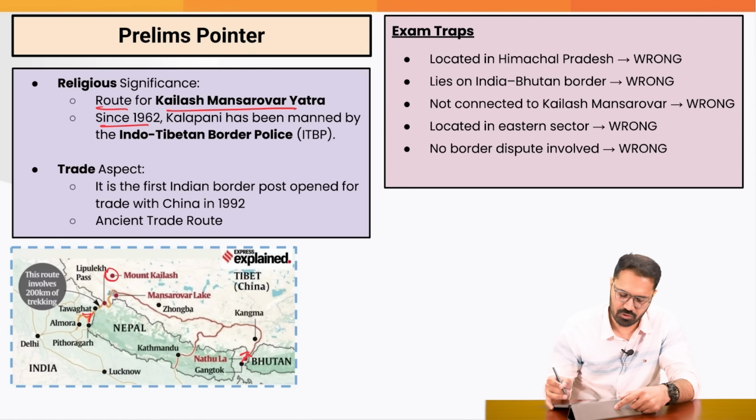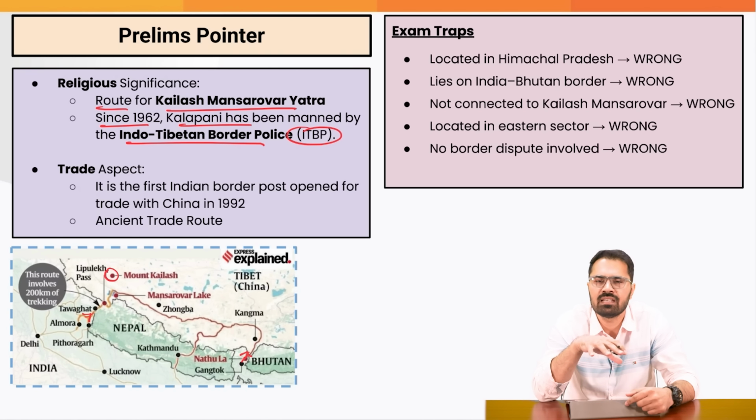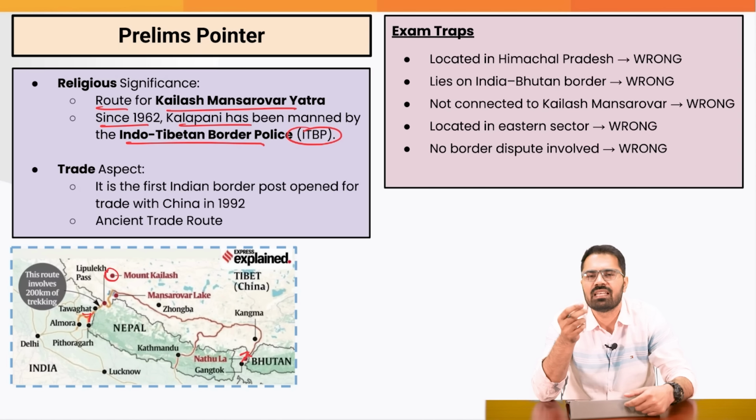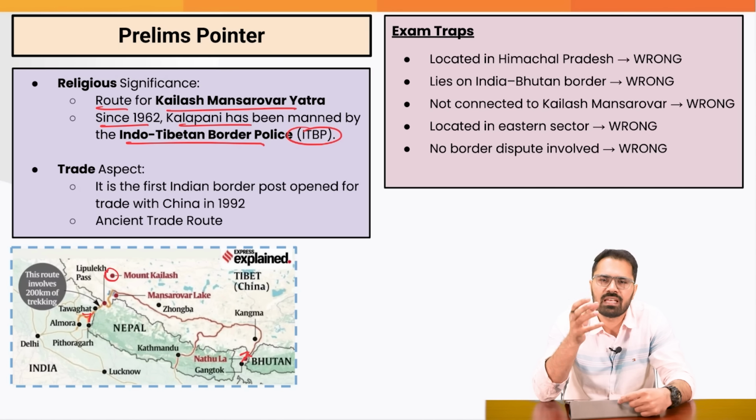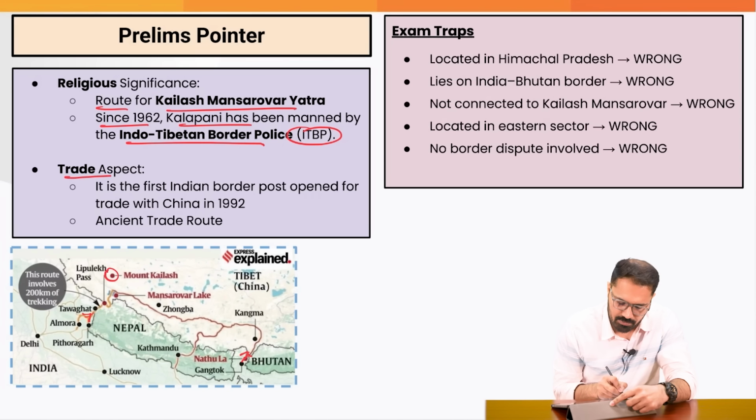And since 1962, the Kalapani area has been manned by the Indo-Tibetan Border Police, ITBP. So that's why India is saying that this area is manned by our forces. We have control over this area and this is our area. And the Indian Foreign Ministry has rejected the claims of Nepal, saying that you do not have any historical claim or any significant claim over this area, nor do you have any documents to produce.